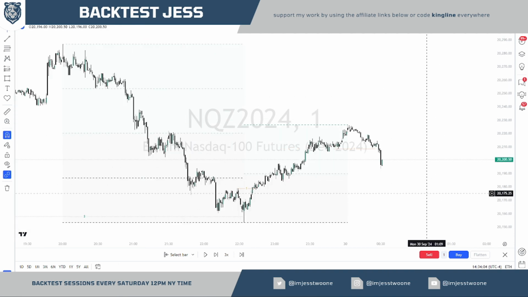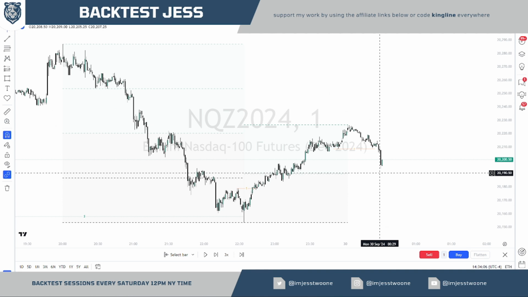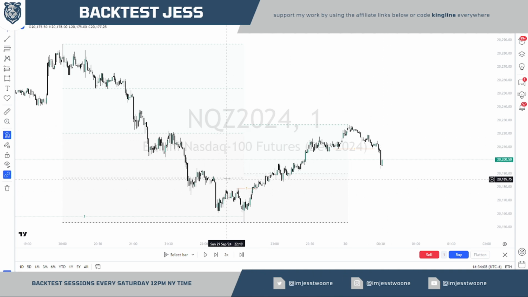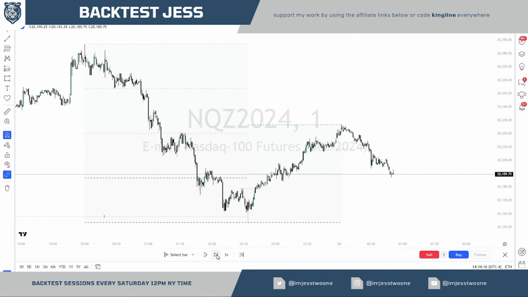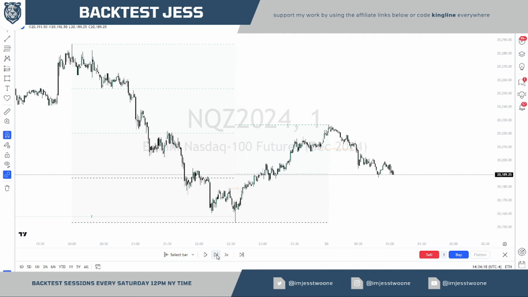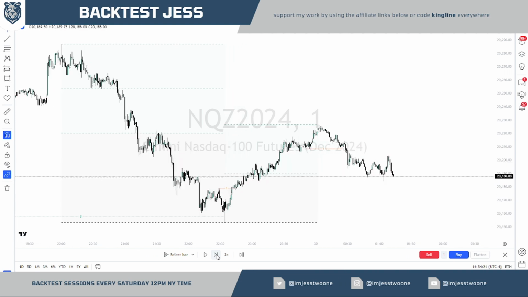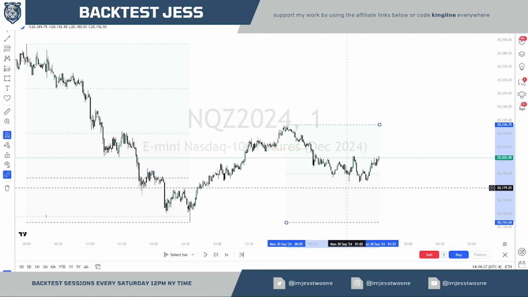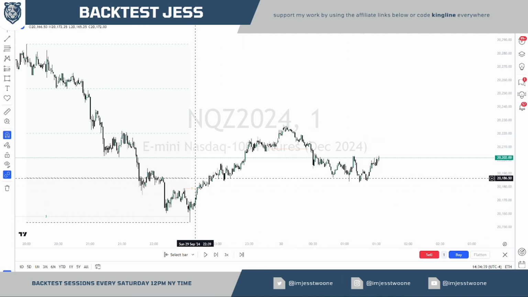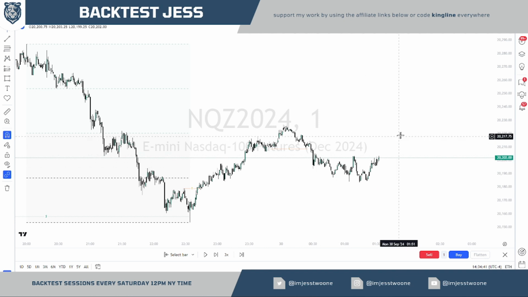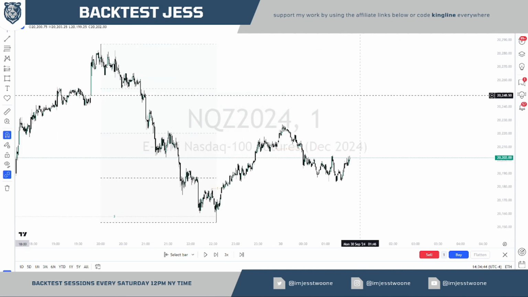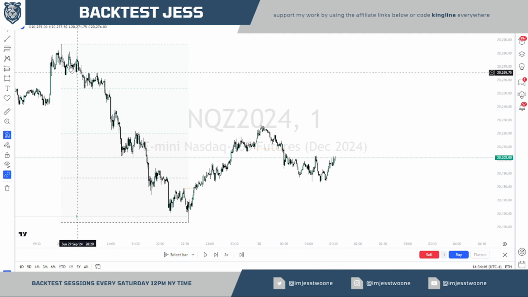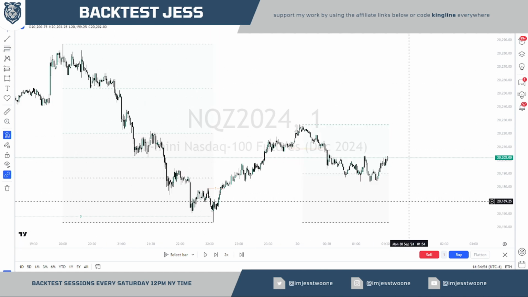If we do continue higher, again, what I want to see is equilibrium hold, or 25% of this range hold. Equilibrium low taken out. Seemingly, so far, equilibrium is holding, right? 25% traded through, seemingly holding so far. So just in knowing what range you're dealing in, you have a narrative in price.